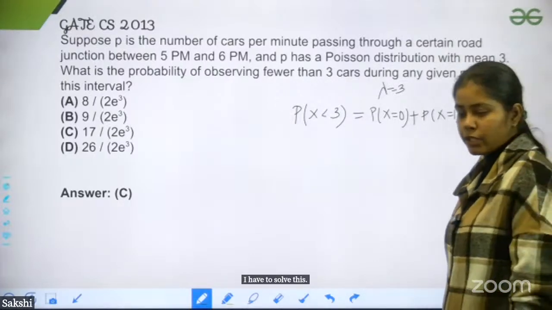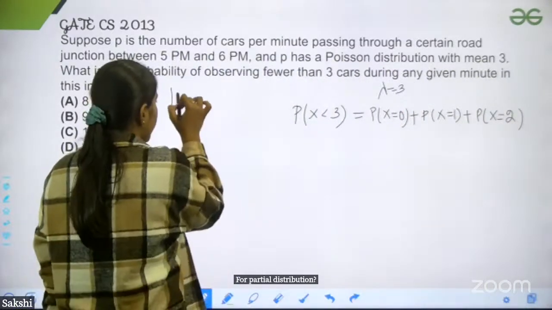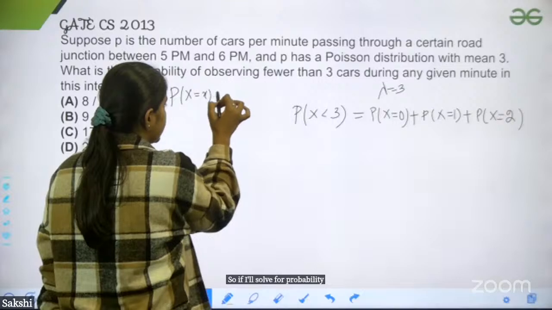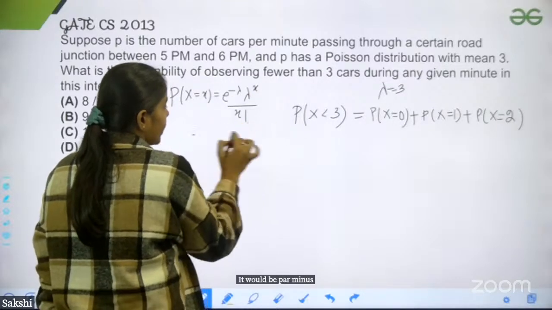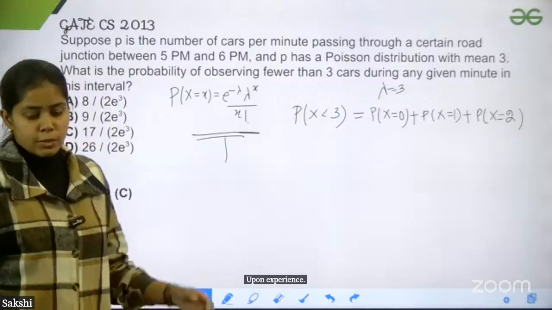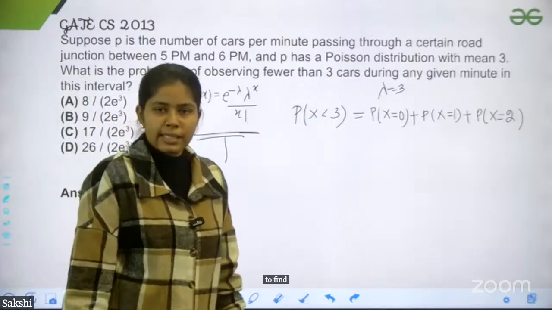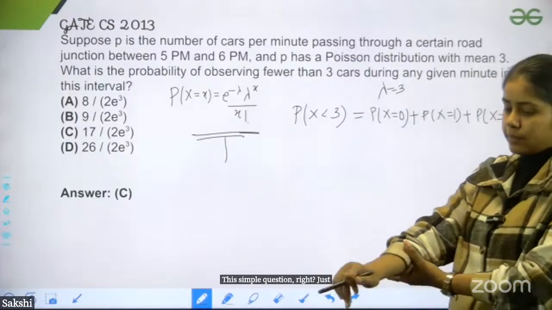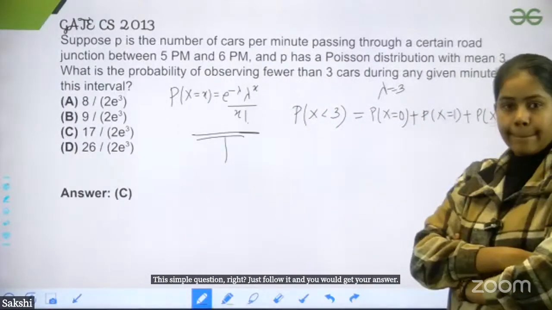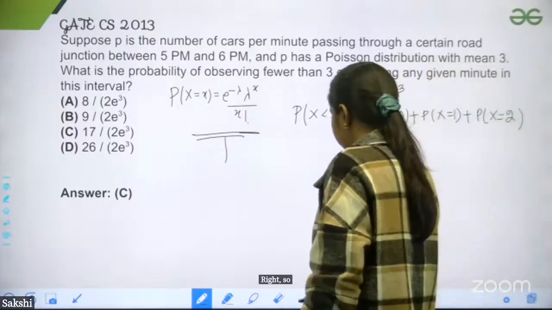And what is the distribution for Poisson distribution? If I solve for probability X equals x, it is basically e to the power minus lambda, lambda to the power x upon x factorial. So you can use this probability distribution to find these probabilities. This is a simple question, just solve it and you would get your answer. So these are some simple questions you should know.